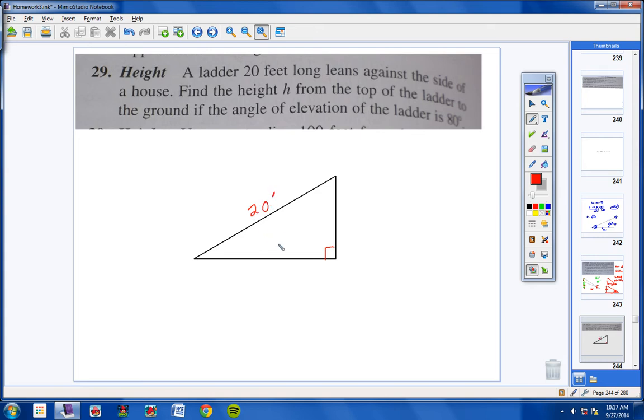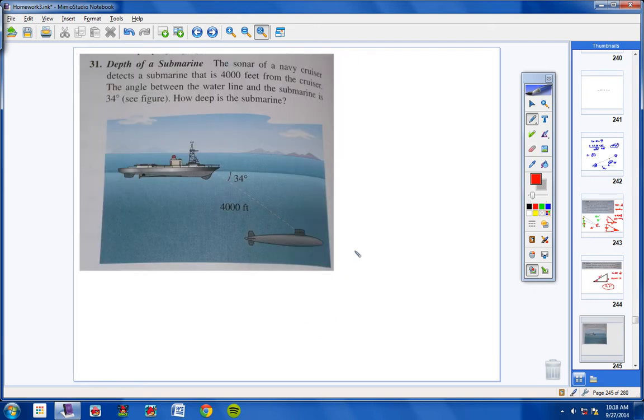The angle of elevation, so here's the horizontal. Here's my line going up, so my angle of elevation is right here, and my angle of elevation is 80 degrees. They want us to simply find how high up the ladder is on the house, so the distance from here to here. So here we go. We're dealing with opposite and hypotenuse, so I'm going to say the sine of 80 equals opposite over hypotenuse. Multiply both sides by 20. And then with my calculator, 20 sine of 80 would give me 19.69, so 19.7 feet. Pretty simple. Moving on to number 31.